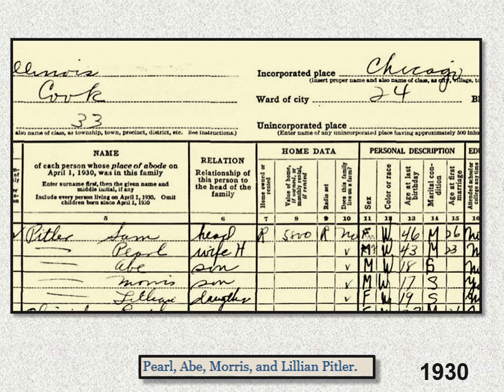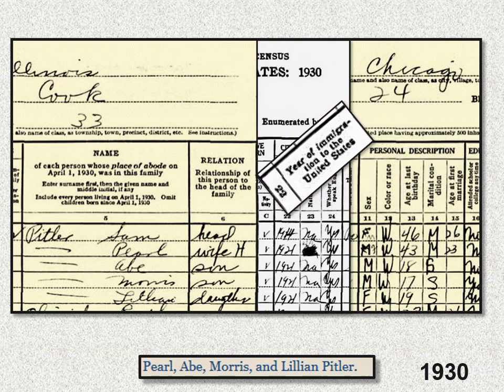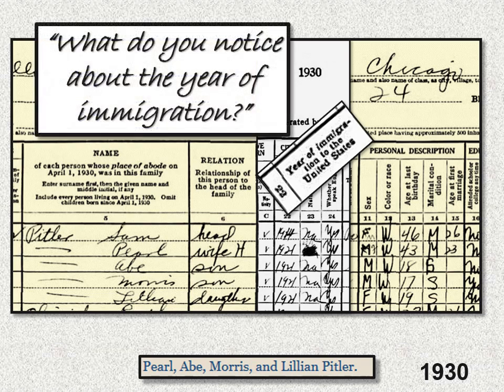Okay, so now let's look a little bit further, and let's look at the column on citizenship and the year of immigration to the United States. And if you look at that, what do you notice about the year of immigration? Now, typically, in those days, the husband would come first, earn enough money, and bring the rest of his family. And there's probably a war going on, and so it took him 7 years, it looks like, to bring in the family.